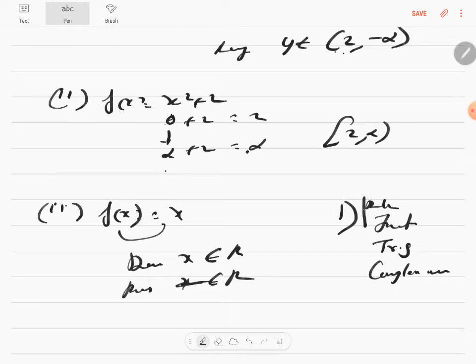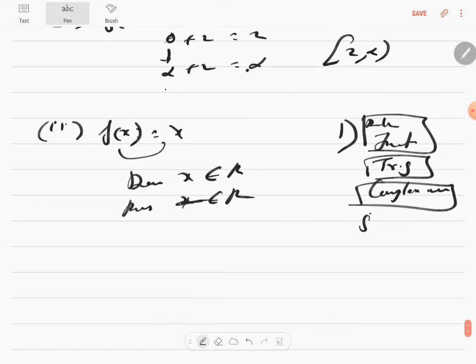I'll take relations and functions, I'll take trigonometry, I'll take complex numbers, then I'll take straight lines.